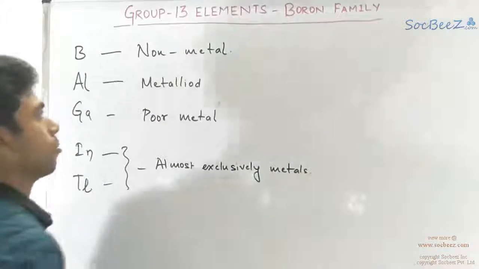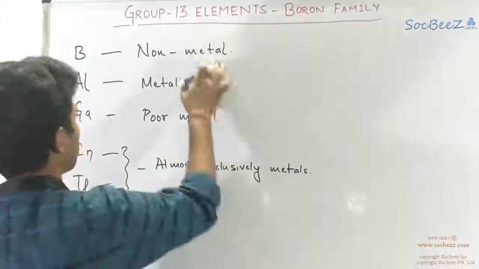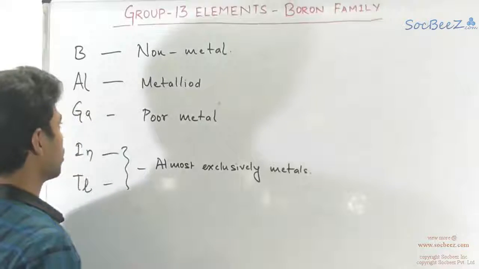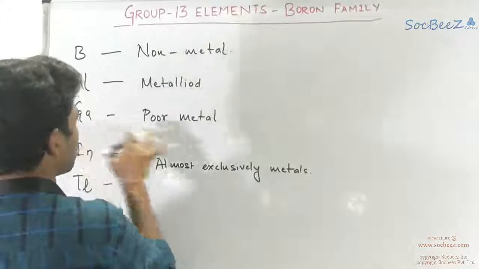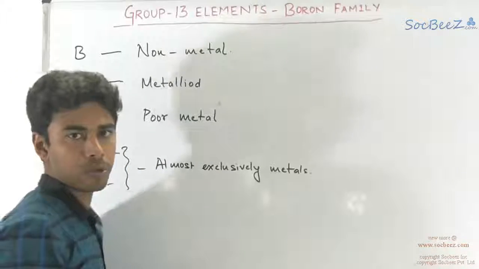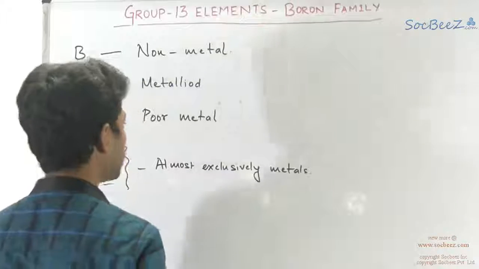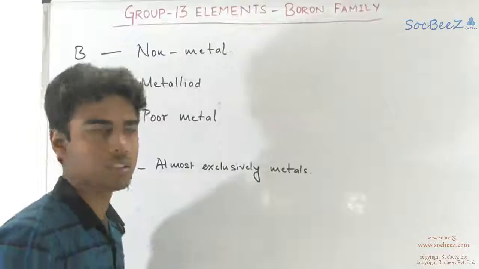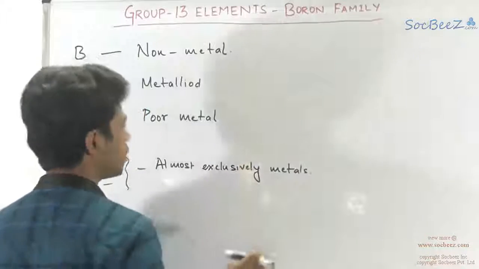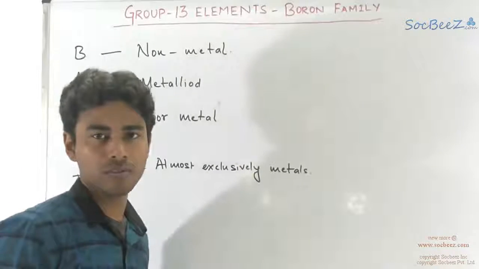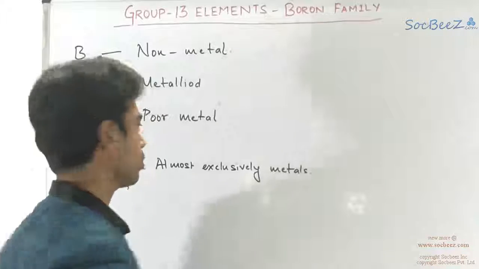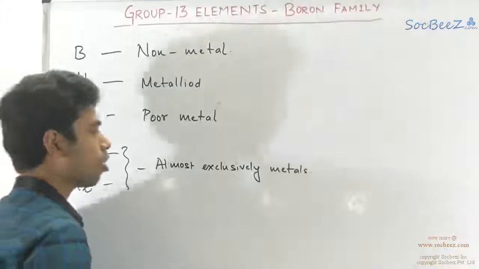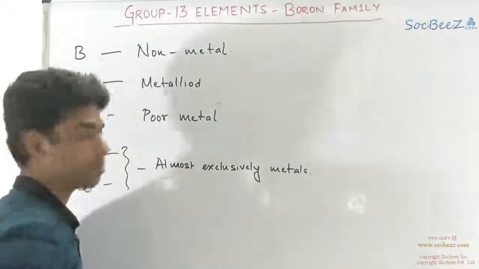So among the boron family, boron is a typical non-metal, while aluminium is a metalloid. Gallium is a poor metal. By poor metal I mean some of its oxides are amphoteric. It has very little properties of being non-metal. But indium and thallium are almost exclusively metals.